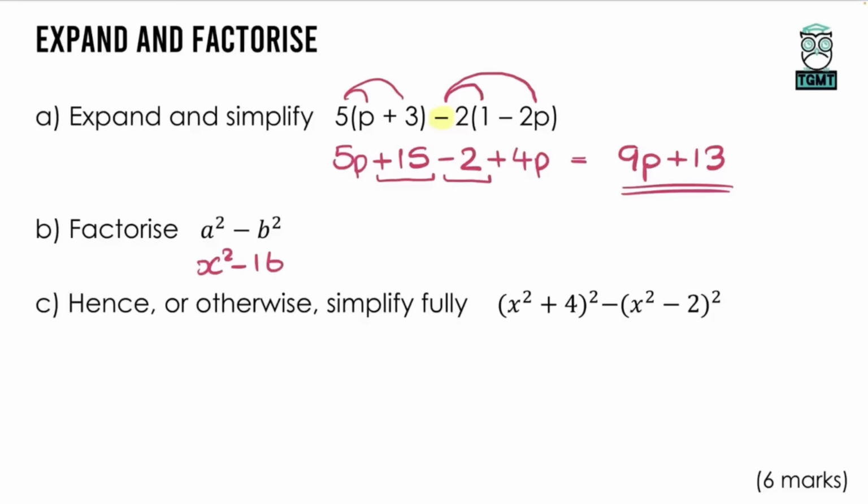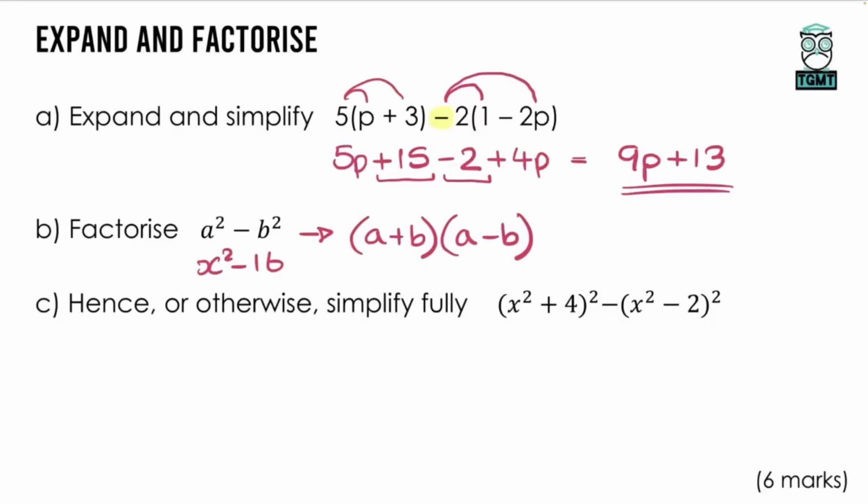It's just a squared and b squared. So we'll factorise this in the same way. We'll have a plus b and a minus b. And there we go, that's factorised. And if you were to expand that, you get a squared, then you get minus ab plus ab, and they cancel each other out, and then the minus b squared.